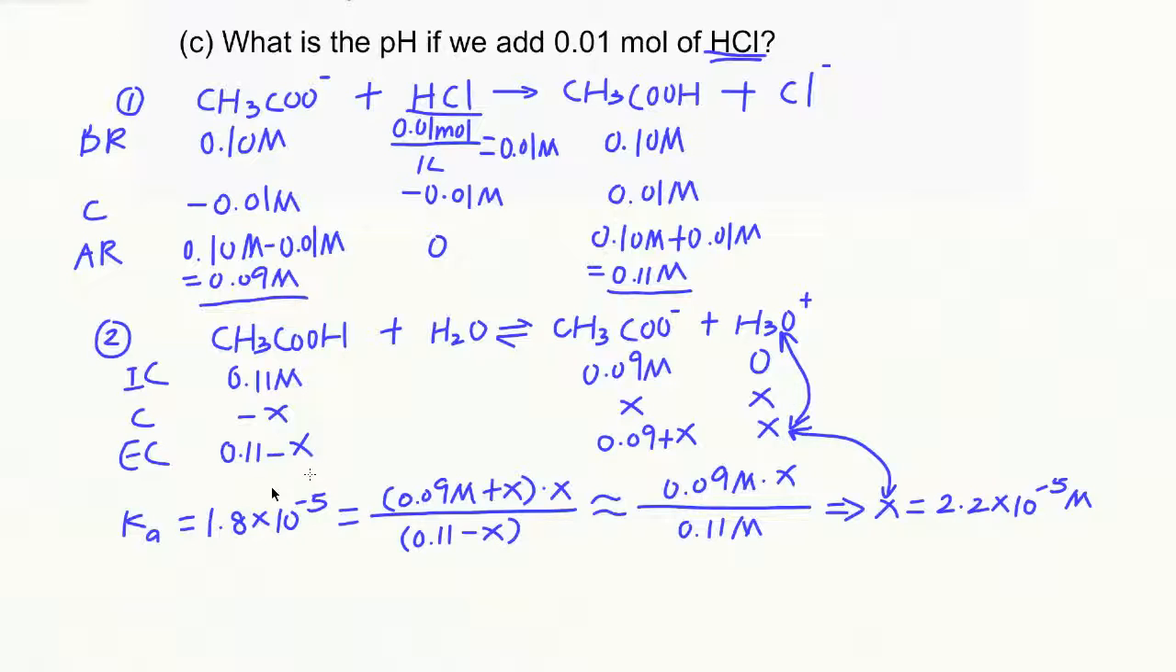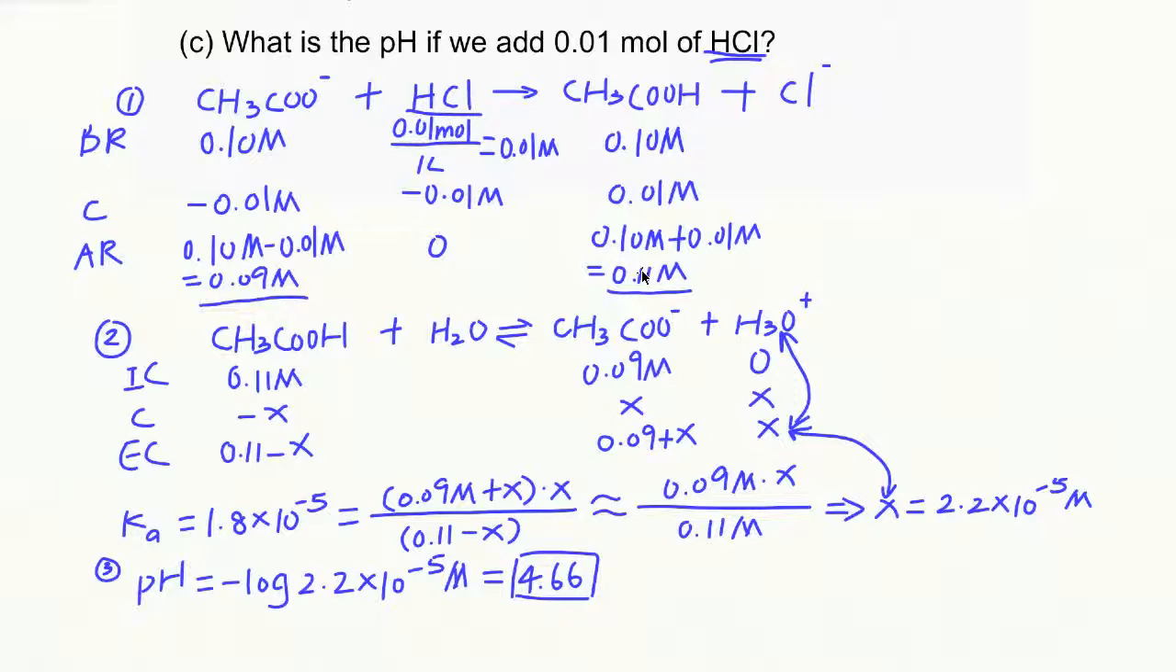Alright, so this is x, and based on our IC chart, x is the concentration of hydronium. So if you take the negative logarithm of x, that's going to be the pH value of this buffer solution after you add that amount of hydrochloric acid. So step 3, pH equals the negative logarithm of 2.2 times 10 to the negative 5 mole per liter. And my calculation is 4.66.